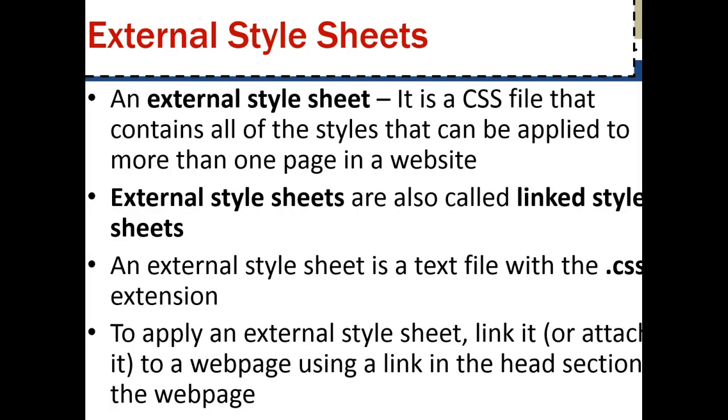Another one is called an external style sheet, which we sometimes call a linked style sheet. It is a CSS file that contains all of the styles that you want to apply to more than one page in your website. An external style sheet is basically a text file with the .css extension. To apply an external sheet, you can link it to a web page using a link tag in the head section of your web page.